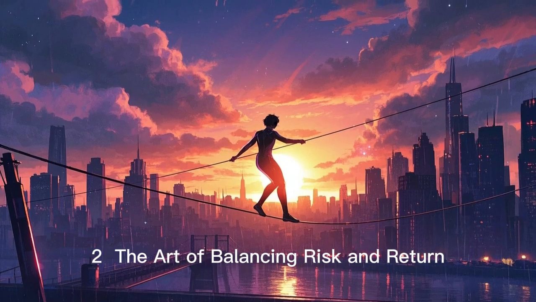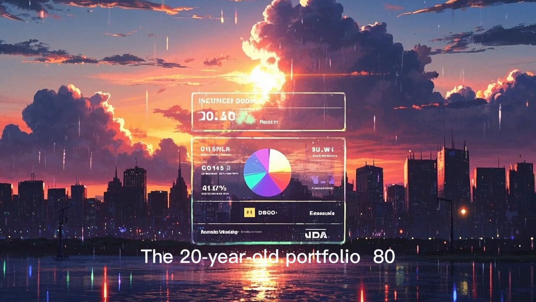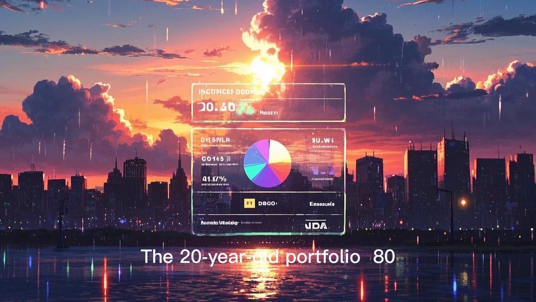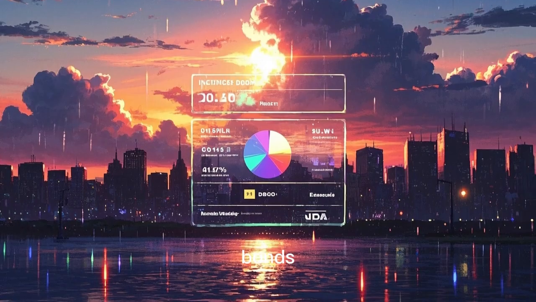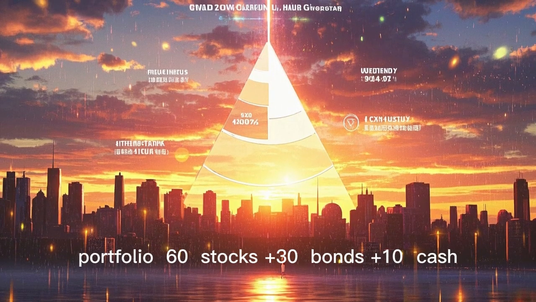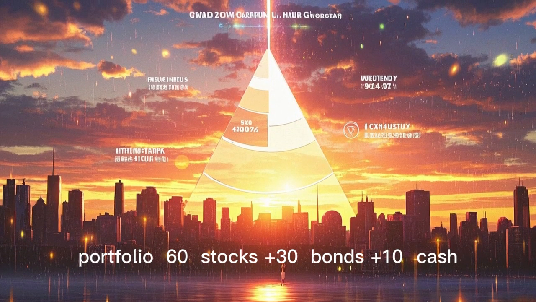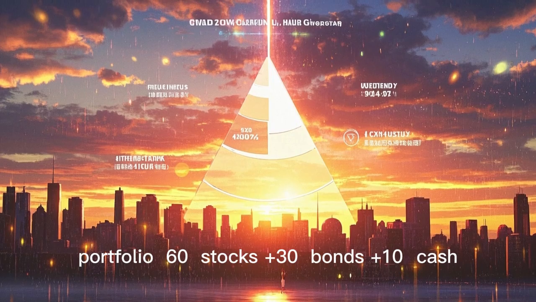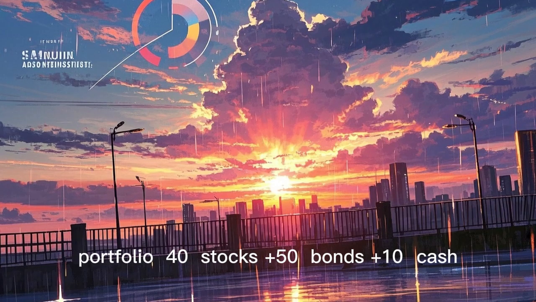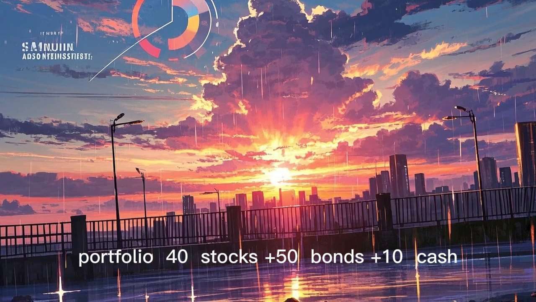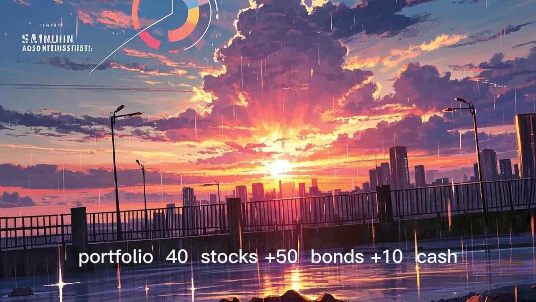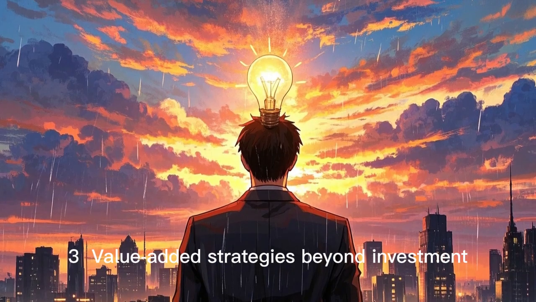2. The art of balancing risk and return. The 20-year-old portfolio: 80% stocks plus 20% bonds. The 35-year-old portfolio: 60% stocks plus 30% bonds plus 10% cash. The 50-year-old portfolio: 40% stocks plus 50% bonds plus 10% cash.